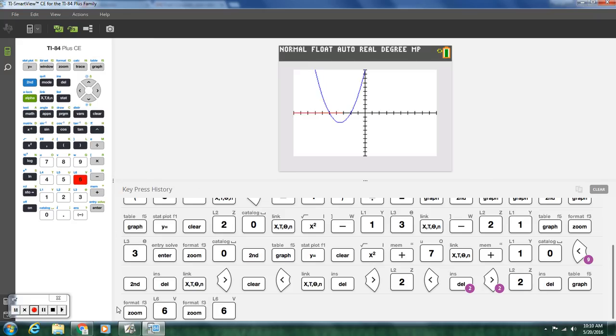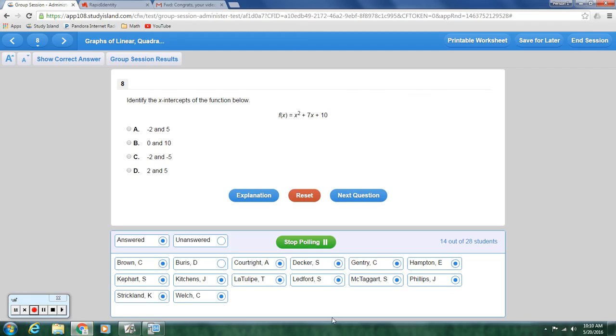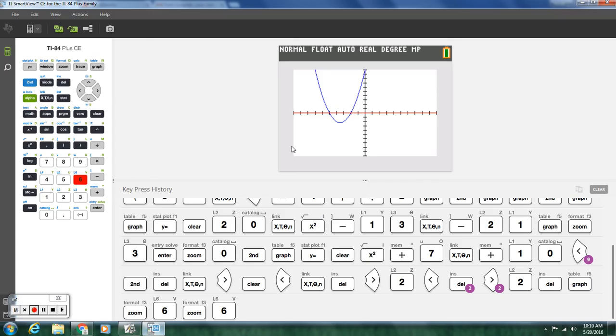Alright, so that's what you should have got. Something that looked like that. Everybody answered? Nope. Everybody answered now? What did you get for your answer? C? -2, -5? Looks like -2 and -5.